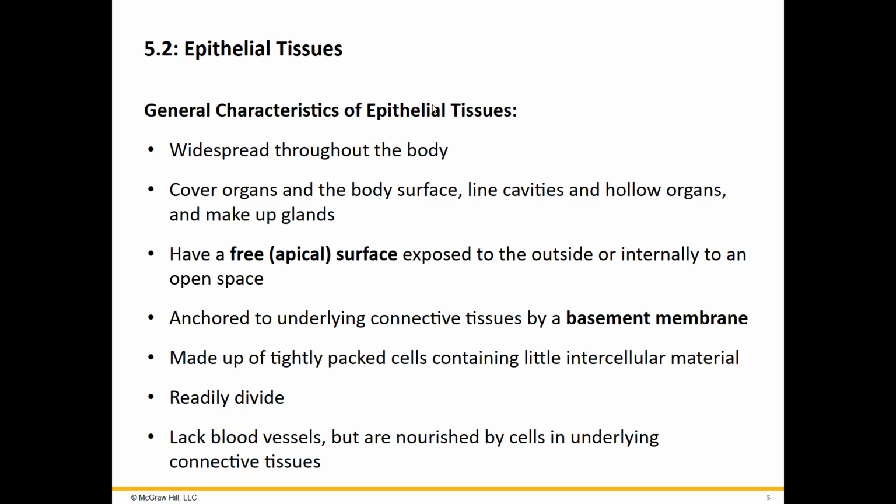And every epithelial tissue is anchored to connective tissue underneath, because remember, connective tissue connects other things to things, by a basement membrane. Okay? Epithelial tissue is generally tightly packed, and it contains very little intercellular material because they're packed right on top of each other. There's not a lot of space between stuff. Epithelial tissue readily divides. We are always replacing skin cells, so it divides rapidly. It is generally lacking in blood vessels, especially when we're talking about our surface skin, but is nourished by the cells in the underlying connective tissue.